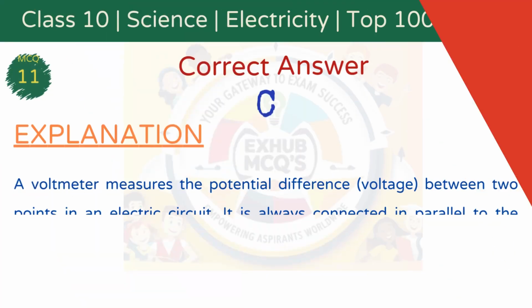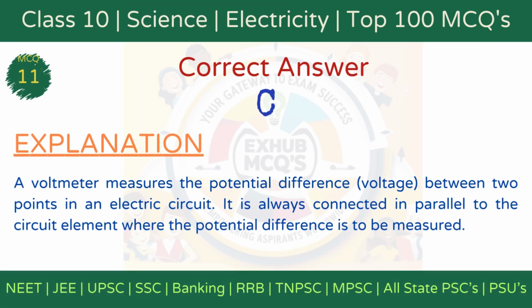The correct answer is option C, potential difference. Explanation: a voltmeter measures the potential difference, voltage, between 2 points in an electric circuit. It is always connected in parallel across the component where the voltage is to be measured.